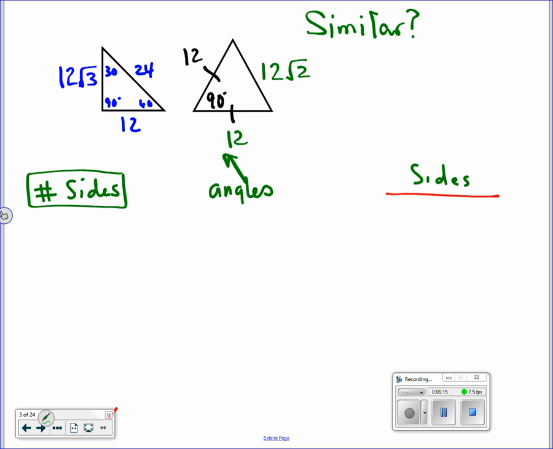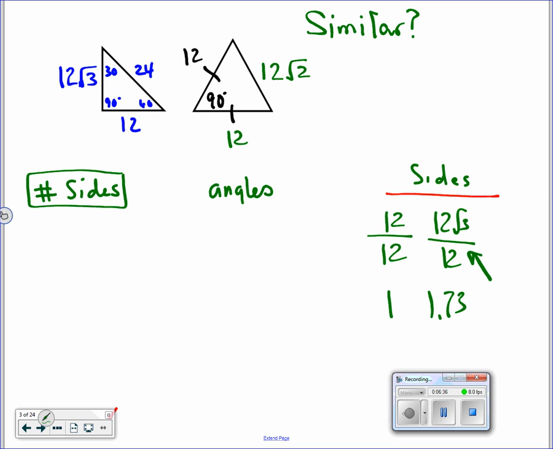Let's pretend like this 12 goes with that 12. Those two wrap the 90-degree angle, right? Okay, and then we'll take this other side of the 90, 12 square root of 3, and write it over its partner of 12. And there's your problem. This one is going to be 1 when I do the division. This one is going to be 1.73.